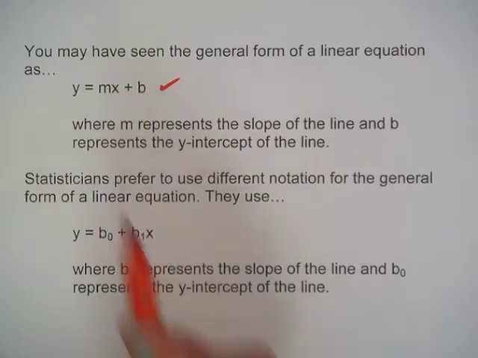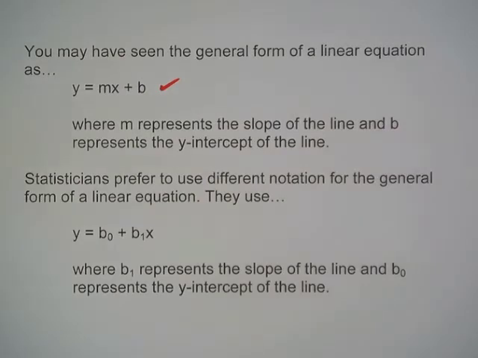Now statisticians prefer to use different notation for the general form of a linear equation. What they use is y equals b sub 0 plus b sub 1 times x, so b0 plus b1x, where b1 represents the slope of the line and b0 represents the y-intercept of the line.